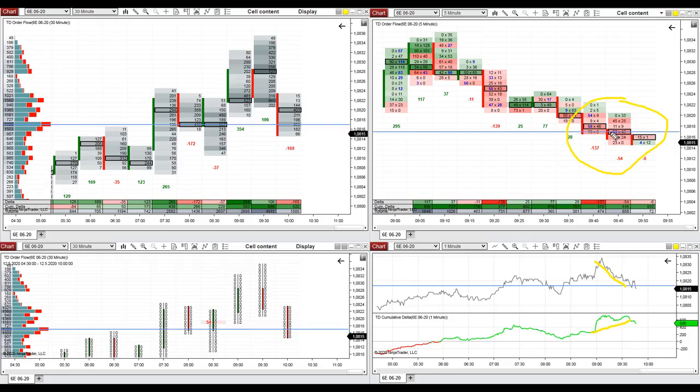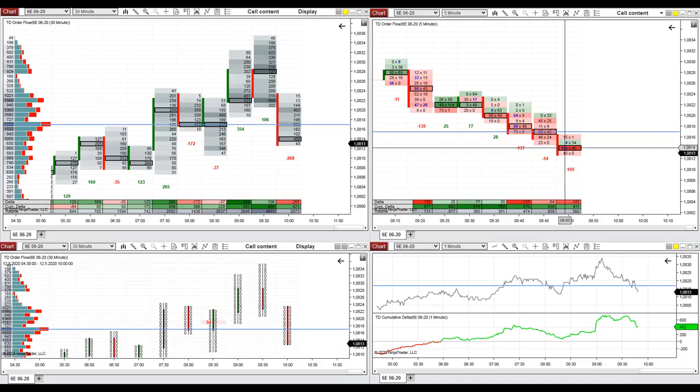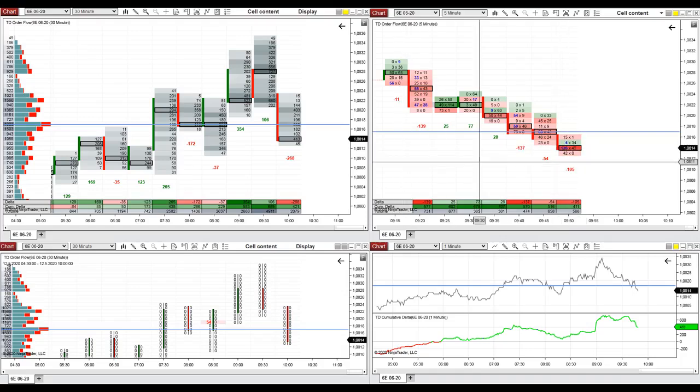Currently there are more sellers, delta is negative. No sign of buyers yet. Huge volumes start to appear on here. This could be the confirmation we are waiting for.